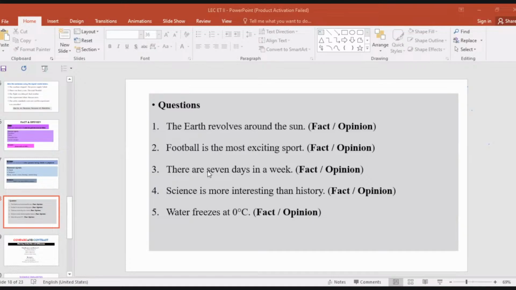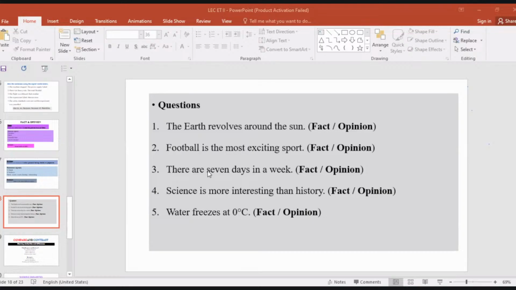So they say more football. I mean, the people who like football say football is the most exciting sport. Who like cricket say cricket is the most exciting sport. So that is opinion. Then there are 7 days in a week. So you see that is a fact, right? We know there are 7 days. We cannot say that there are 8 days, or some cannot say there are 14 days, right? So you know exactly you have 7 days in the week. Therefore, you can say it is a fact.